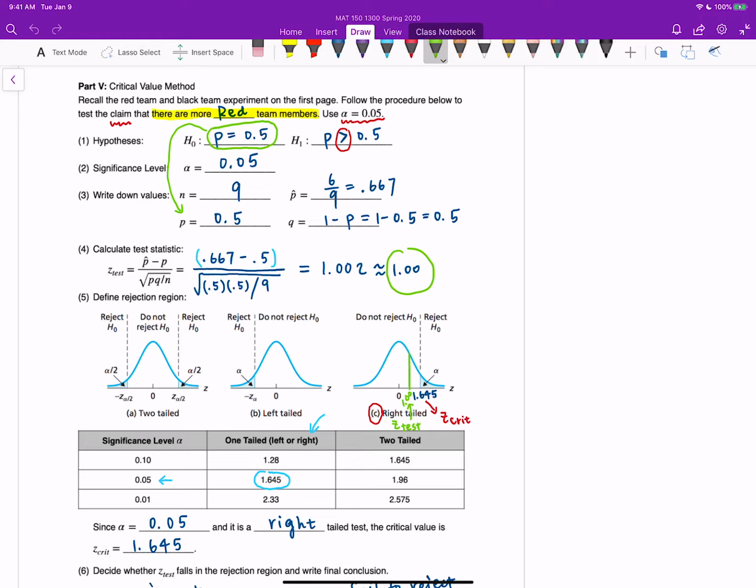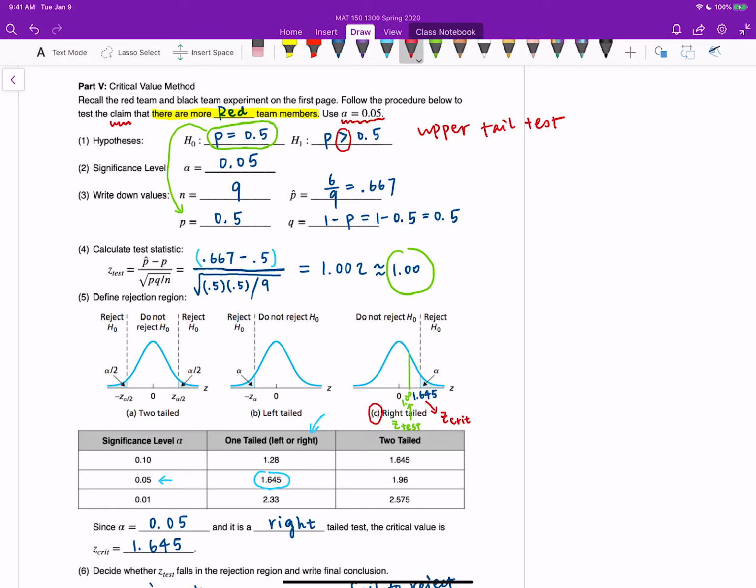That's the default value. The alternative hypothesis, H sub A, is determined by the claim that we're trying to test. We're trying to test that there are more red team members, meaning that the proportion of red cards should be higher than 50%. So we have p greater than 0.5. Once you have your hypotheses set up, let's write it over here. This is an upper tail test because it's greater than. It's an upper tail test. The significance level alpha is given by 0.05.